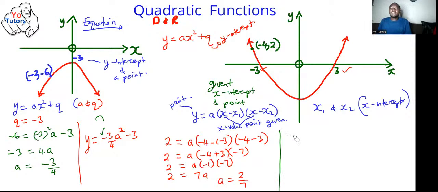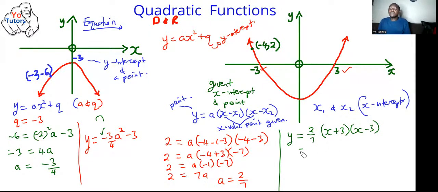So now we put in the values. Y, we return the value of Y there. A, we now have it as 2 over 7, and we can see that the graph is facing up, so it's supposed to be positive. Then in our brackets, what are we going to have? X plus 3, and also here, X minus 3. Okay, now we're substituting the values.